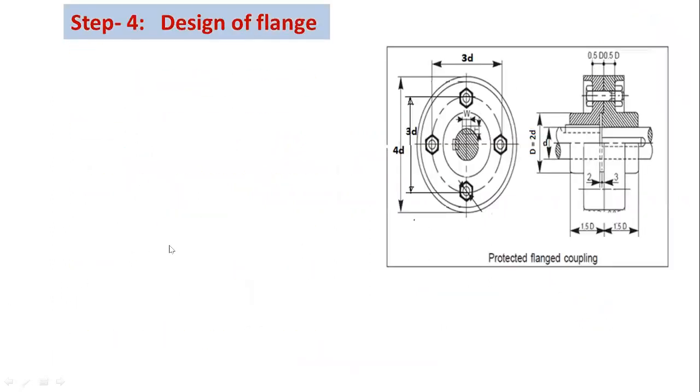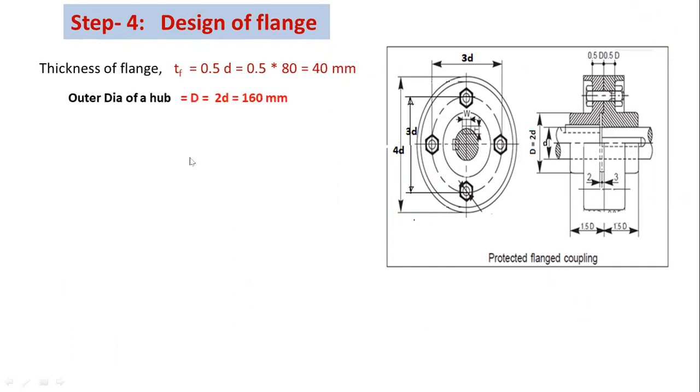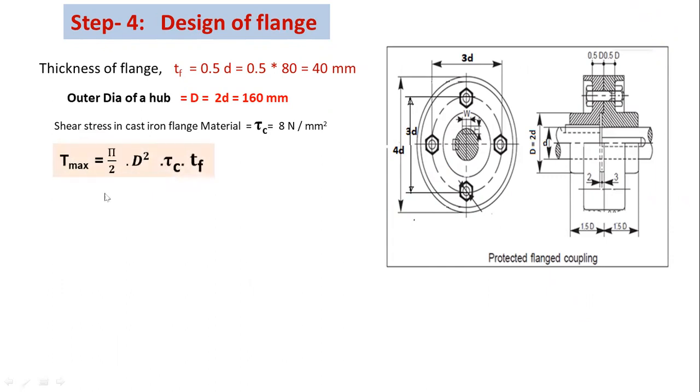In the fourth step, we have to design a suitable size of flange. Okay, this one is the flange. TF is the thickness of the flange. That value equals 40 mm, and the diameter of the hub equal to 160 mm. Okay, this is the formula for torque transmitted by the flange. Now you have to substitute the value of maximum torque, hub diameter and thickness of the flange. Okay, from this equation you can get the value of shear stress induced in the cast iron material.